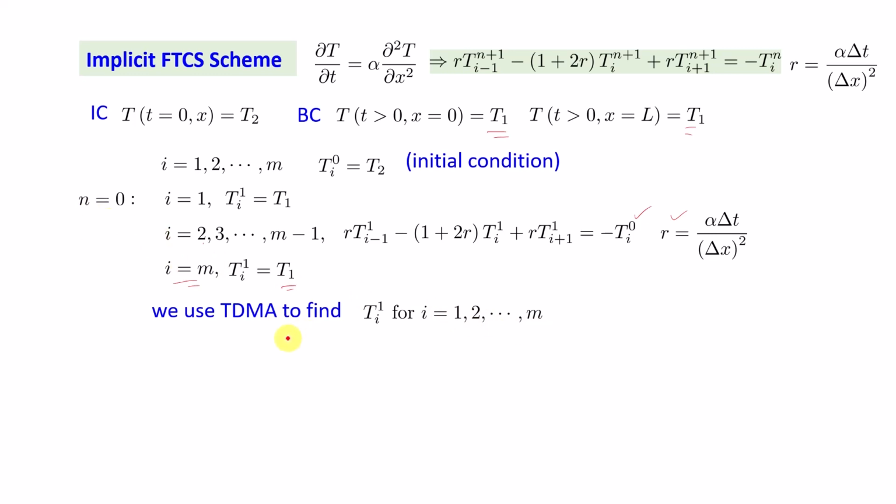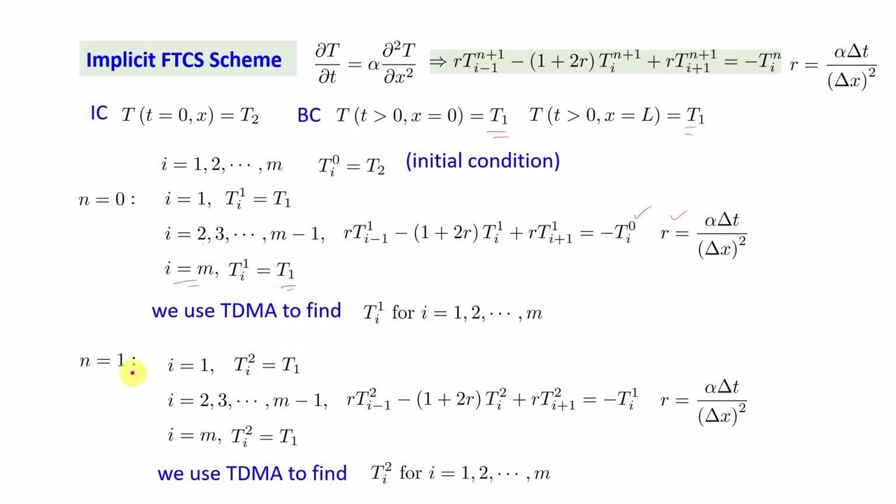Once n equals 0 is complete, I go to n equals 1. Now the boundary conditions remain the same, because the boundary condition is always T1. Here the equation is R T_{i-1}, minus (1 plus 2R) T_i, plus R T_{i+1}. These superscripts are not squares, they only show the time level. And on the right hand side I have my T_i from time level 1, which we have calculated here, so I'll take it from here.